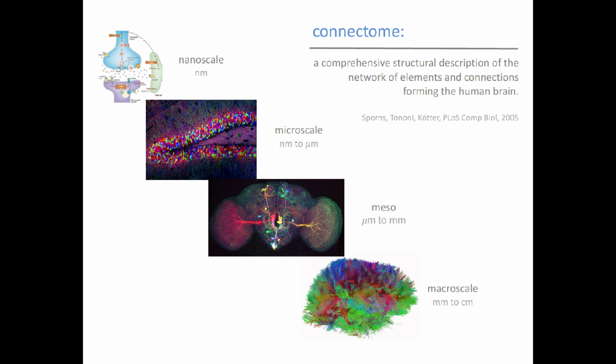And so in 2005, Olaf Sporns, Giulio Tononi and Rolf Kötter called for a map of the human connectome. So they defined the connectome as a comprehensive structural description of the network of elements and connections forming the human brain. So the emphasis here is on structural. So really what we're talking about is a wiring diagram. The term has since been used to refer to functional connectivity.